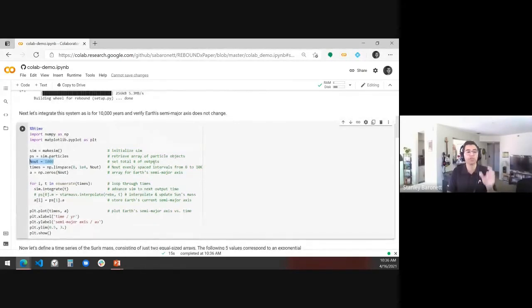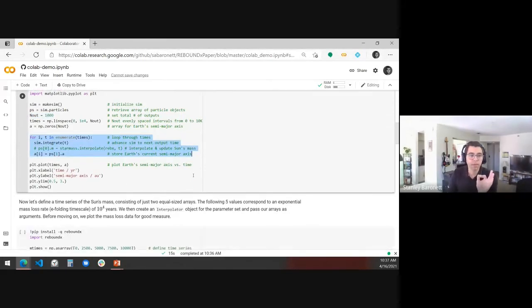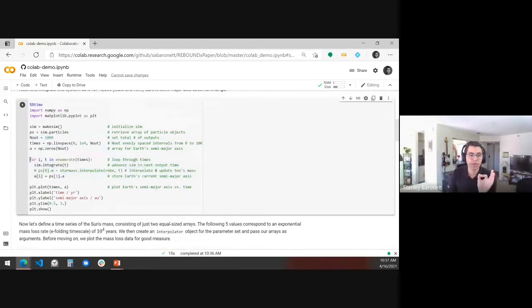We're going to store 1,000 outputs over the course of these 10,000 years. So this corresponds to a splitting time scheme, when we do get to that point of interpolating, of about 100 years. And then we're going to store the Earth's semi-major axis over this time. And so this is the key part right here, this for loop. And it's very simple to set up and execute in REBOUND.